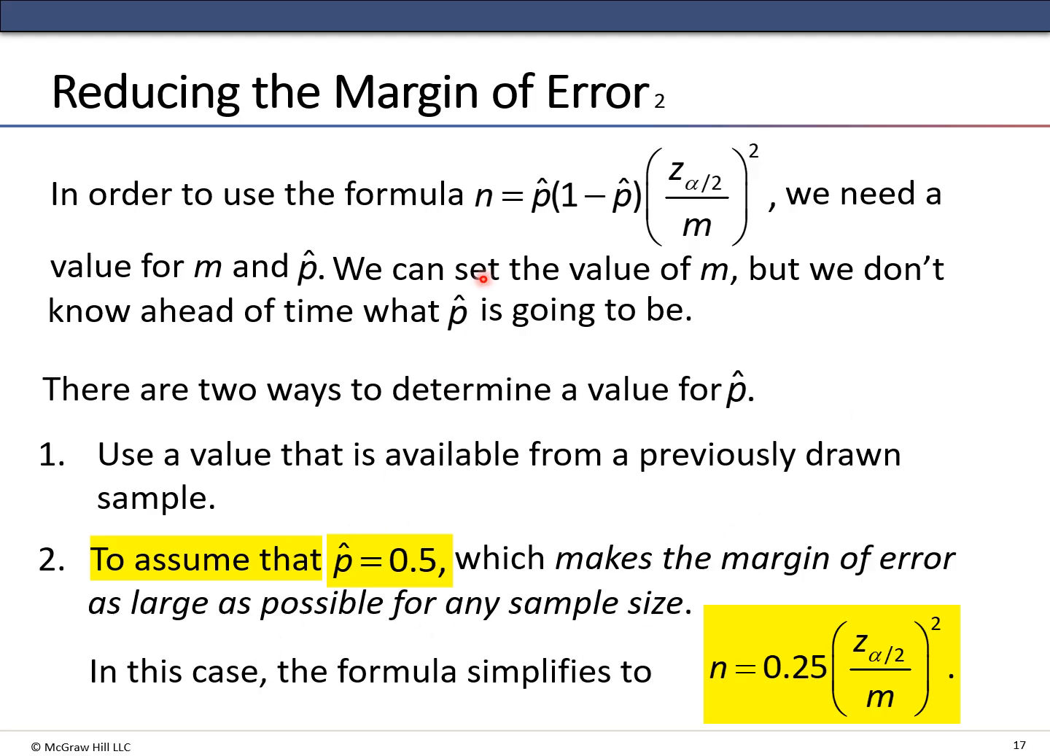If we do this, notice 0.5 times 1 minus 0.5 is 0.5 squared, which is just 0.25. So they've just plugged in this value of 0.5 to get this simplified formula, but it's better for you to memorize this one. And then just know if you don't have a prior sample, we're going to use p hat equals 0.5 or 50%.